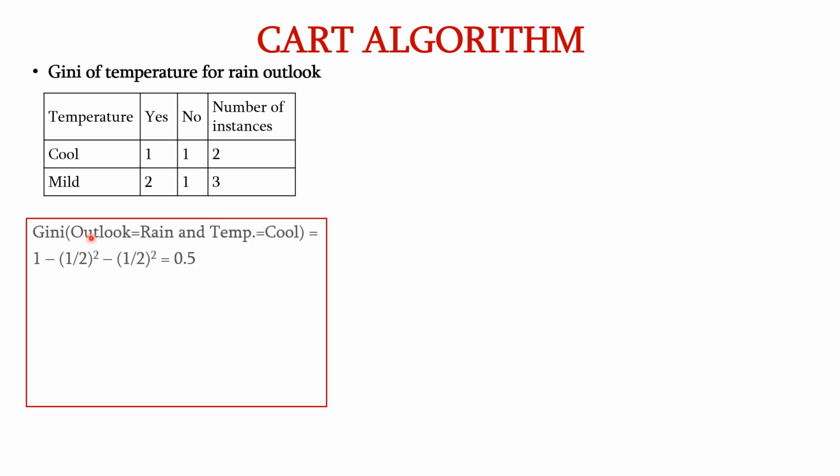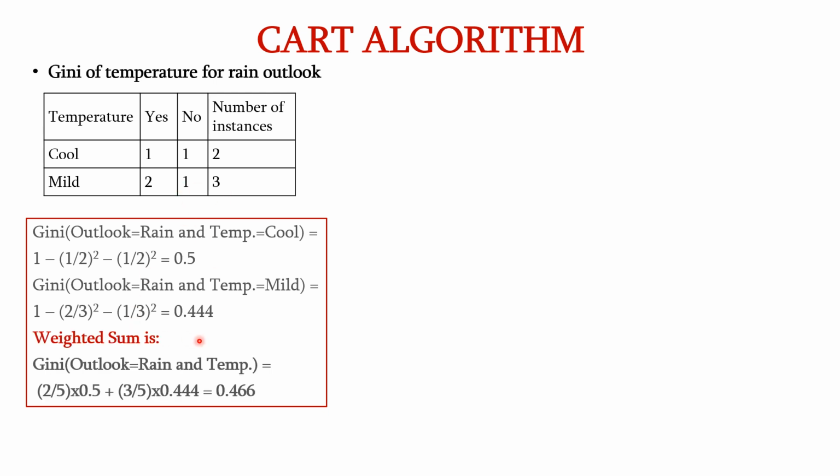Gini of outlook equal to rain and temperature equal to cool is 1 minus the number of yes instances, 1, divided by total number of instances, 2, whole square, minus for no it is 1 by 2 whole square, and the answer is 0.5. For mild we consider the number of yes instances, 1 minus 2 by total number of instances 3 whole square, minus for no it is 1 by 3 whole square, and the answer is 0.444. Let us find the weighted sum.